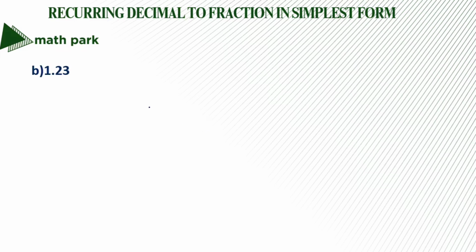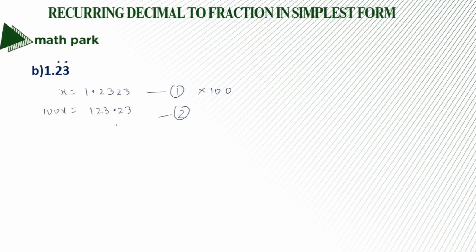B. So we can take here, let's say two digits are recurring. So it is actually x is equal to 1.2323 goes on. So this is our equation 1. Since we have two recurring digits, we multiply this equation by 100. So we get 100x is equal to 123.23. Here, the decimal will shift two places towards the right. This is our equation number 2.